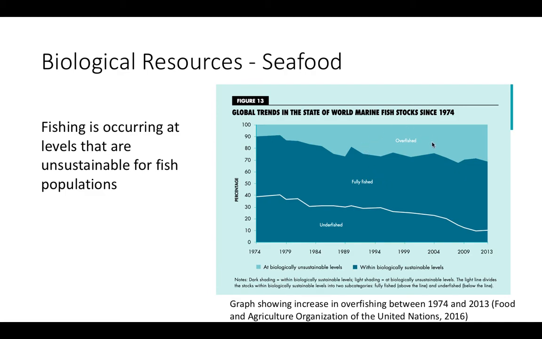The last category, most concerning, is overfished. This is a category where we have fished so much that those populations are declining, and if we continue on that path, those populations will disappear. And as you can see, this overfished category has increased from about 10% up to about 30% between 1974 and 2013.